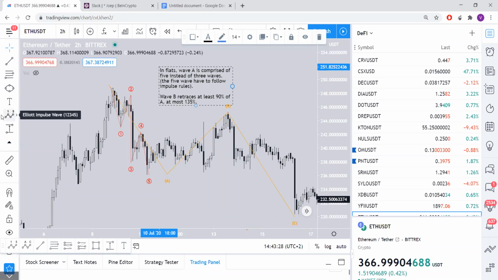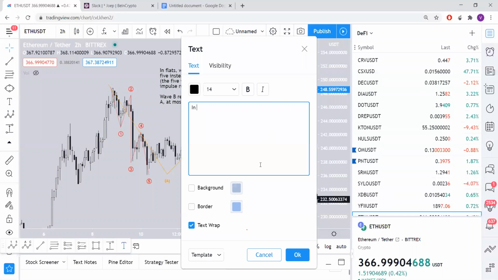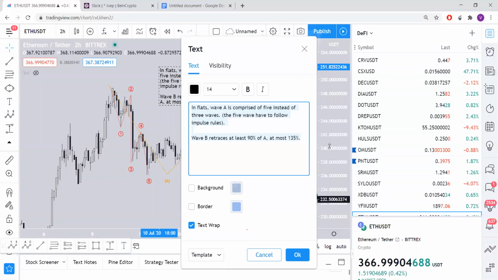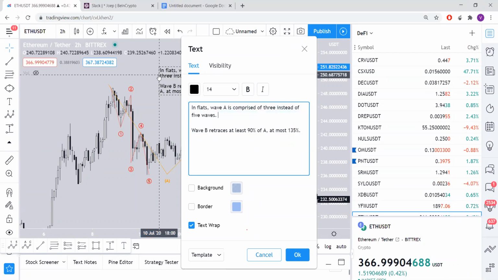Oh, my bad. Sorry. Yeah, zigzags are 3 waves, not 5 waves. My bad. So yeah, that's not relevant.